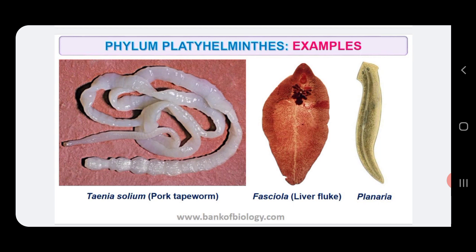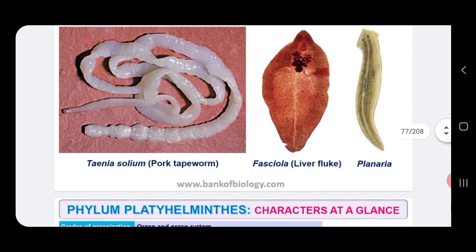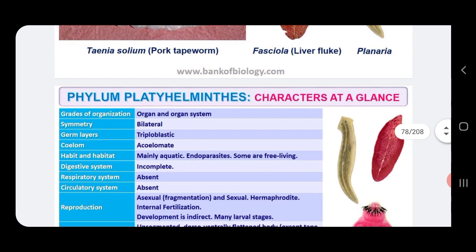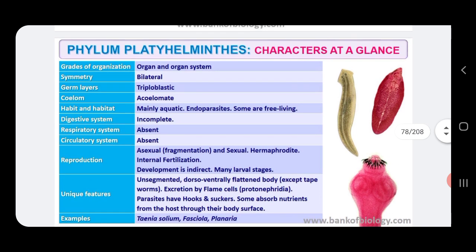Fasciola hepatica, whose common name is liver fluke, and then planaria. So this is all regarding the phylum Platyhelminthes. And then, coming to the overall characters, before that, the division of this Platyhelminthes. Platyhelminthes can be divided into three classes, that is class Turbellaria, which is free living.